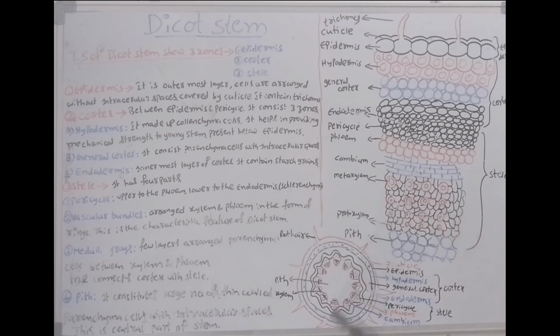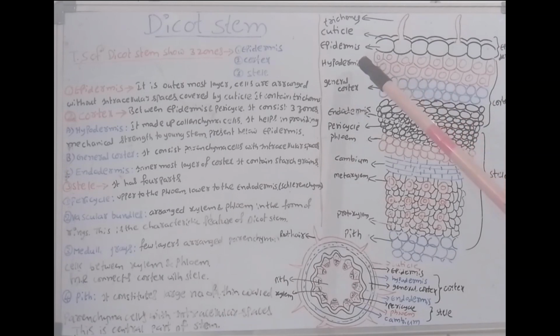Next one, below the hypodermis general cortex is developed. This general cortex is made up of parenchyma cells with intercellular spaces. We observe clearly intercellular spaces in between the cells. This is the general cortex made up of parenchyma cells with intercellular spaces.